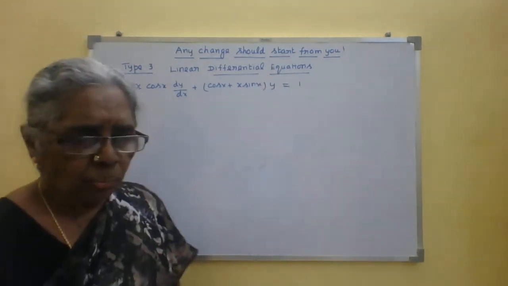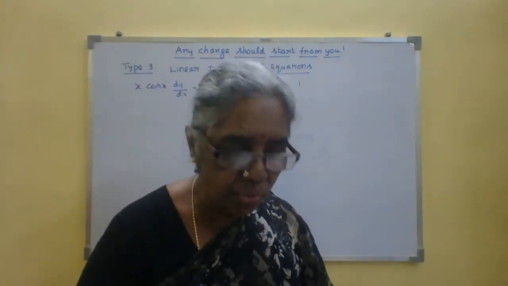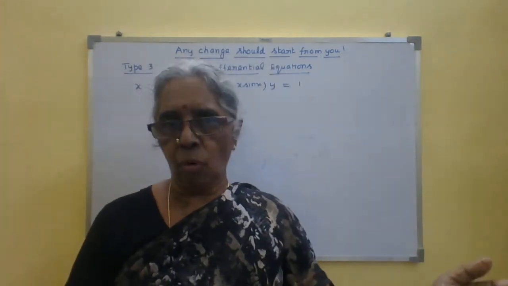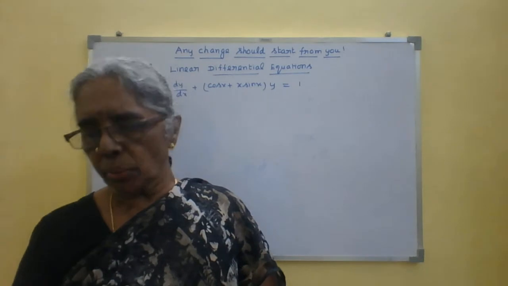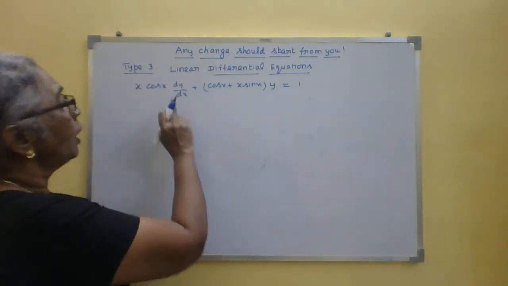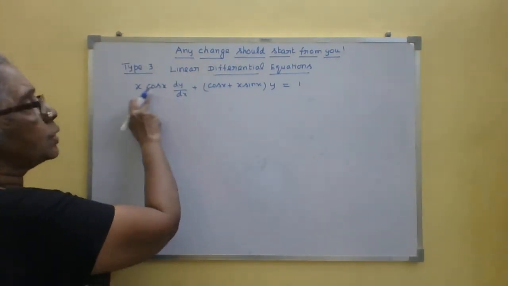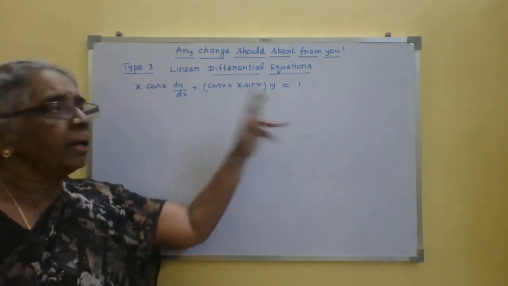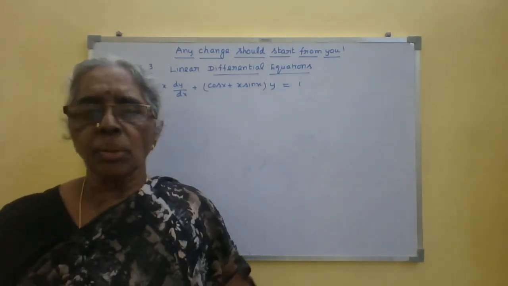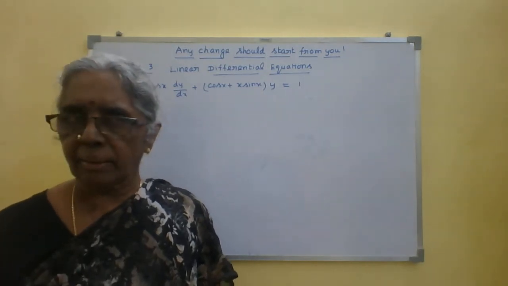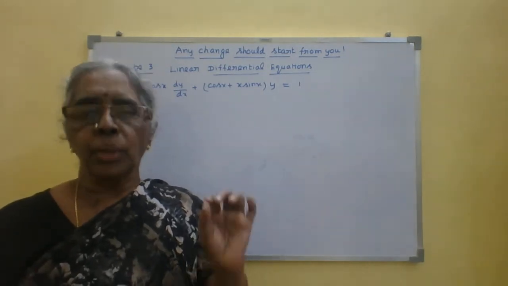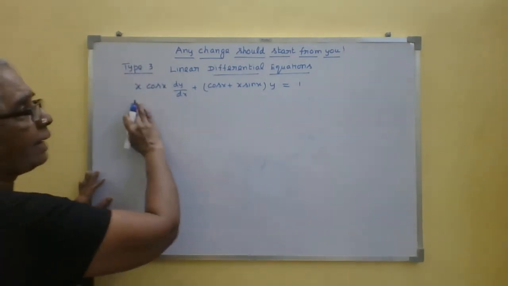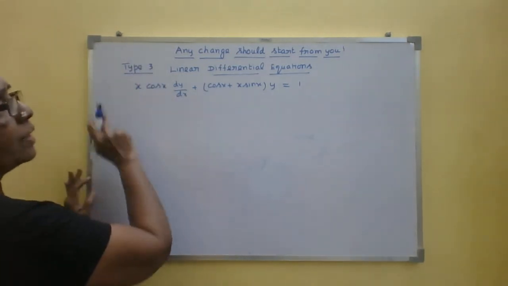Okay. Now the first sum was very straight. You were able to immediately say it is of the format and you know what p and q are. Now you have got x cos x before dy by dx. You have got two terms for y, and here you have a constant. Straight away it is not of that format. I told you there shouldn't be any coefficient for dy by dx. So now let us divide the total equation by x cos x.